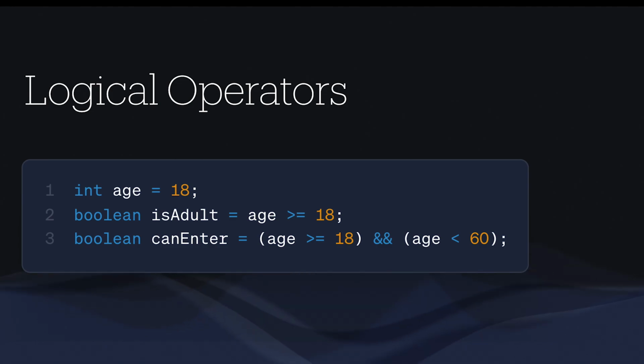So if our age is defined as 18, age is greater than or equal to 18 is true since our age is equal to 18. And if age is less than 60, well 18 is less than 60, so that equates to true. Since both of them are true, canEnter results to true.